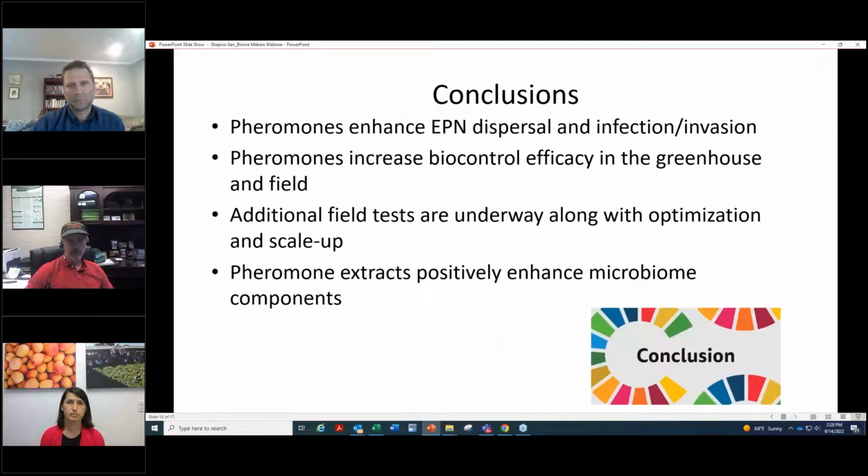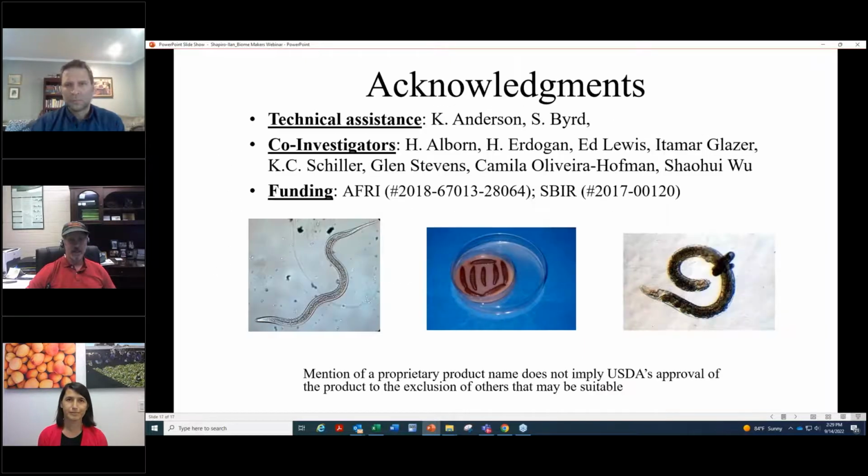So that's really where we came from. We're seeing the pheromones enhancing the nematode dispersal, infection and invasion, biocontrol efficacy increased in the greenhouse and field. We're doing additional field tests underway to optimize and scale up the pheromones with our partners at Pheronym. And as you'll hear from Fatma, these pheromones also positively enhance the microbiome. So that's my presentation. I'll be happy to answer questions a little bit later. Thanks. And I want to acknowledge real quick technical assistance, co-investigators, and funding for these projects.